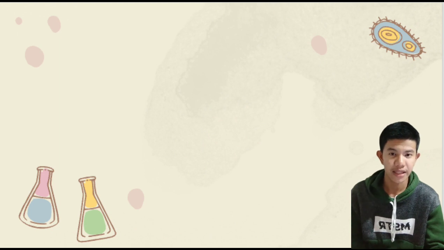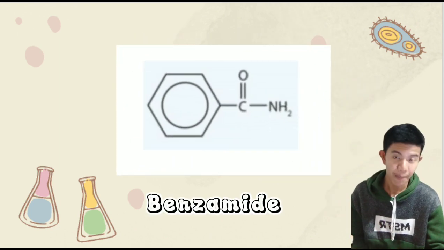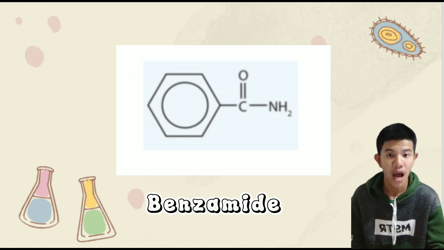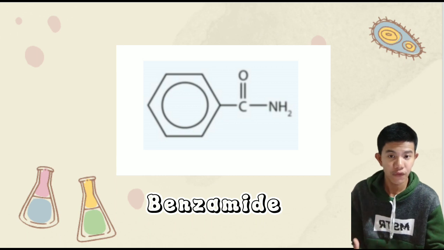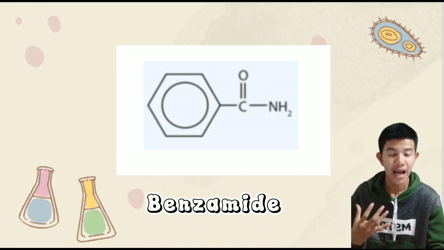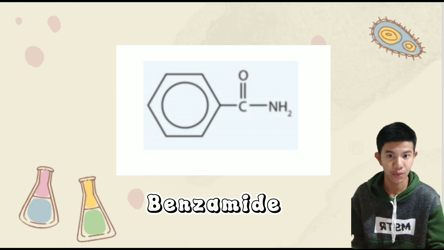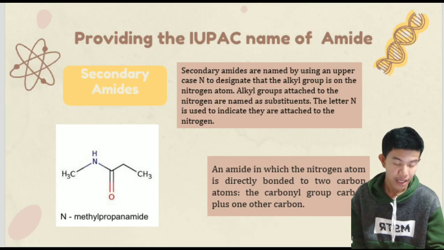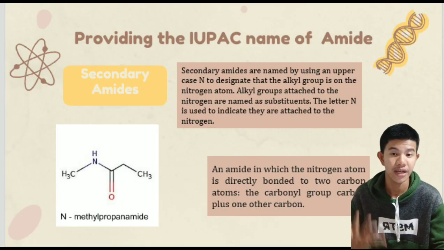Another example is this amide, which is derived from benzoic acid. As you can see, benzoic acid ends with -oic acid. Therefore, you need to remove the -oic acid and replace it with the suffix -amide to name it benzamide. Now let's proceed to the secondary amides.